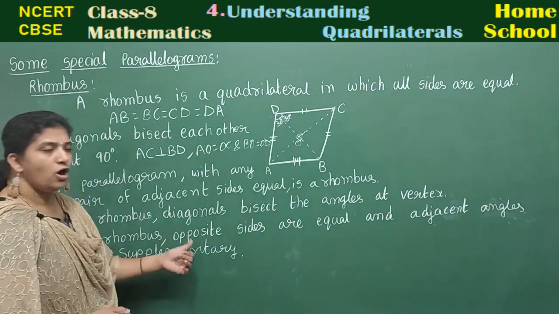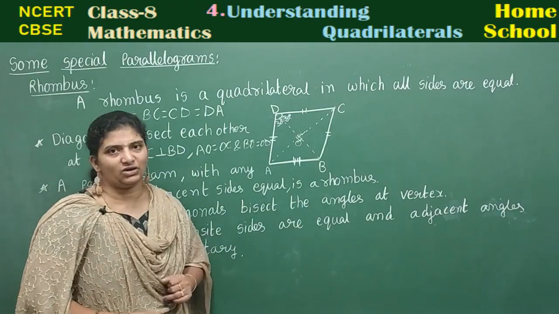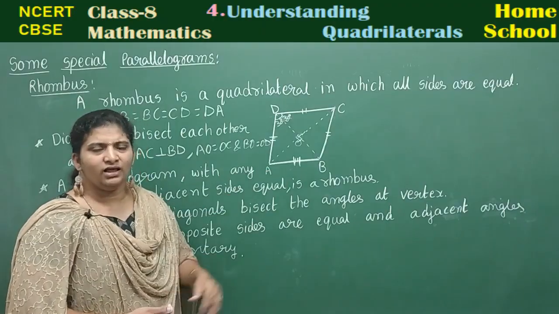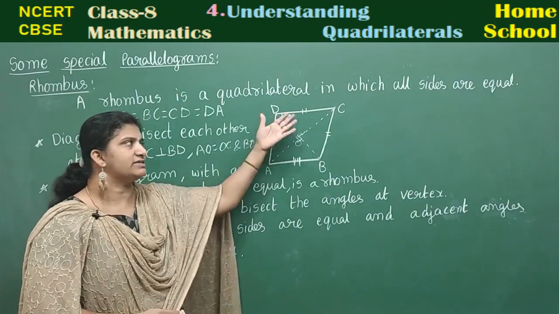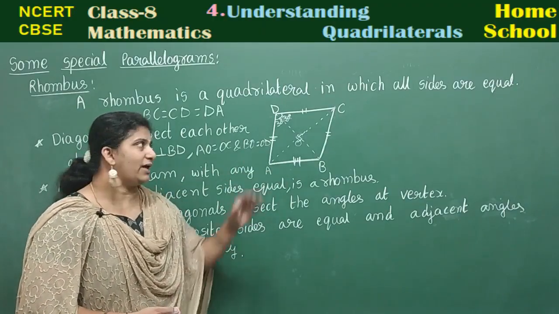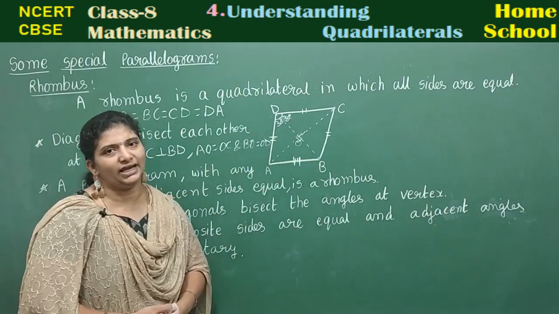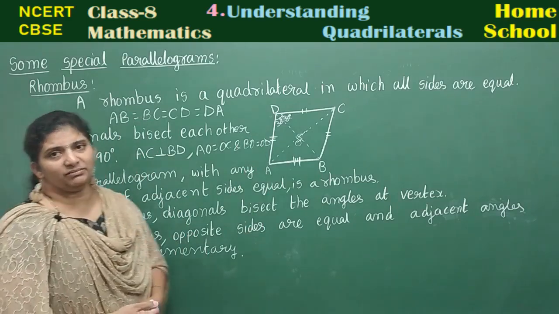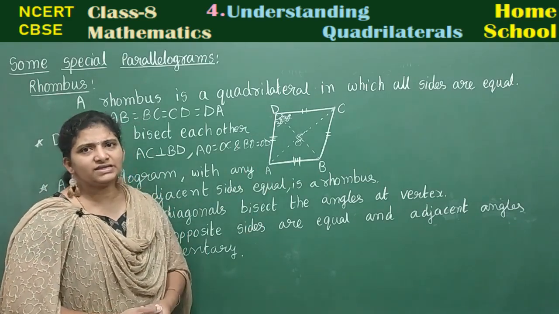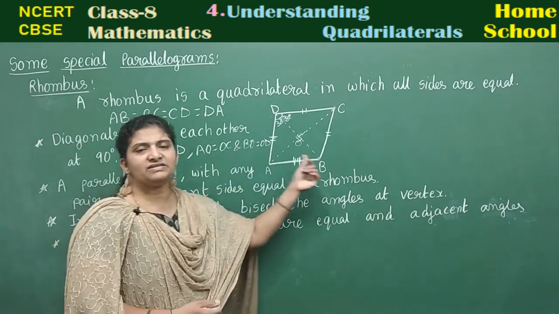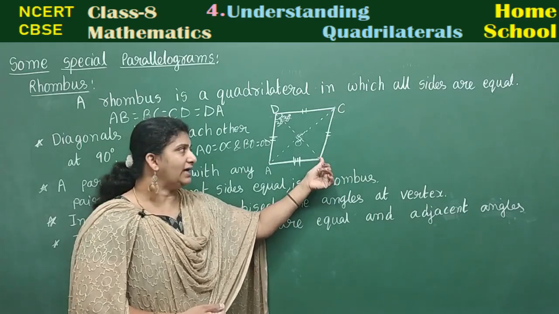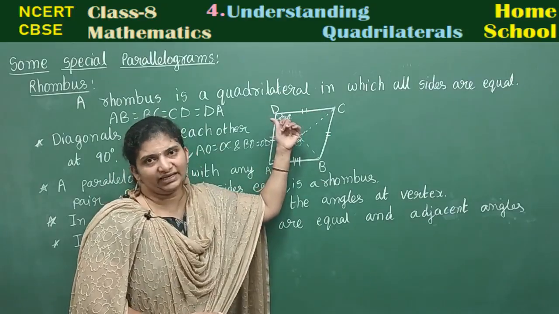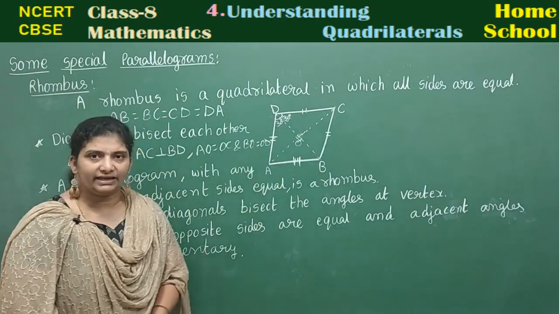Next point. In a rhombus, opposite sides are equal. Opposite sides are equal means all sides are equal, and you can use this point also. Opposite sides are also equal: AB equal to DC, BC equal to AD. And adjacent angles are supplementary. Adjacent angles supplementary means angle A plus angle B is 180, angle B plus angle C is 180, angle C plus angle D is 180, angle D plus angle A is 180 degrees.